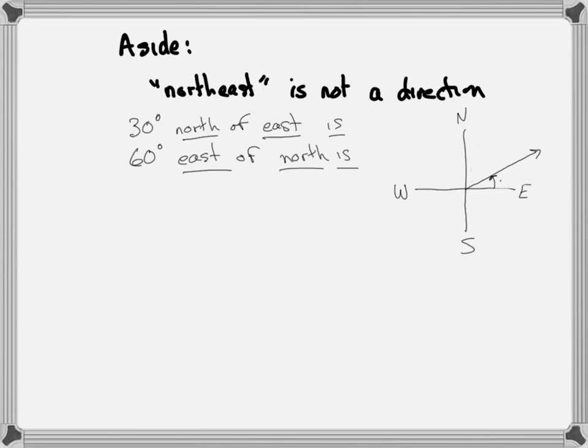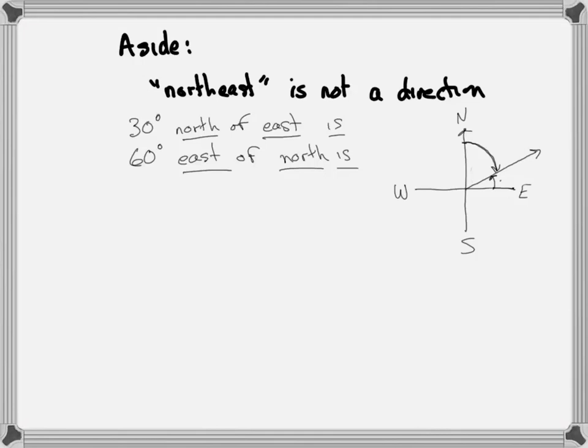I just chose 60. I can go 60 degrees east of north, right? Start at north and go eastward of it. 60 degrees east of north actually gives me the same direction as 30 degrees north of east. I didn't mean to really pick the same directions. But anyway, those are directions.